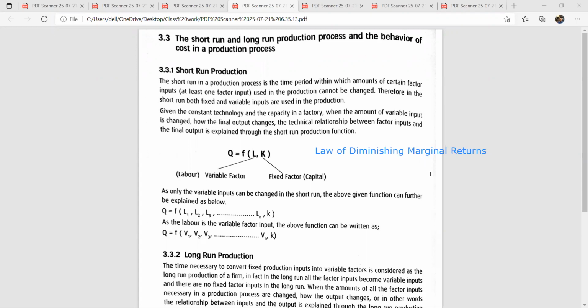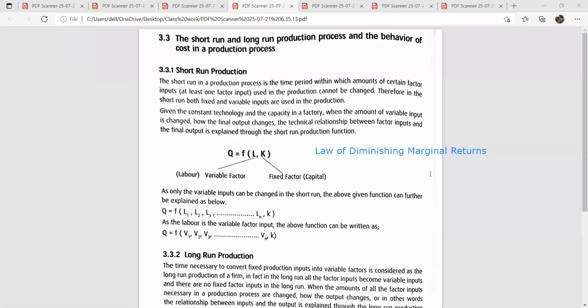If there is a question in your paper, define short-run production function. You should explain what I told you before or what is involved in the material. After that, you have to say the number of variable factors are changed, but capital is said to be constant. Then you should mention this equation. If not, you can use another method.